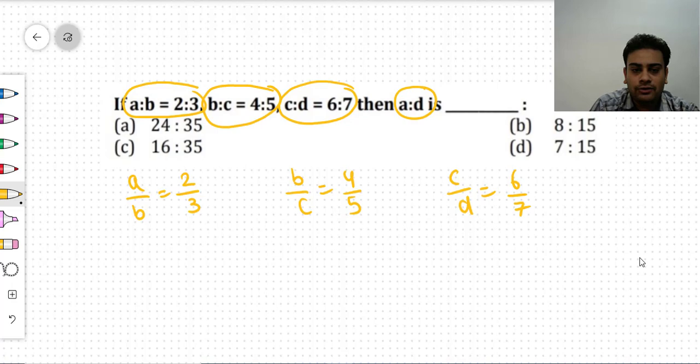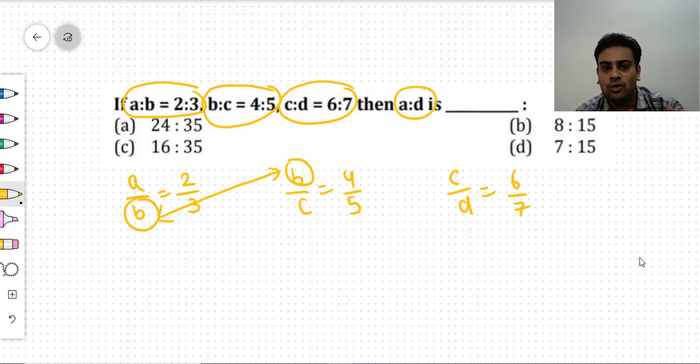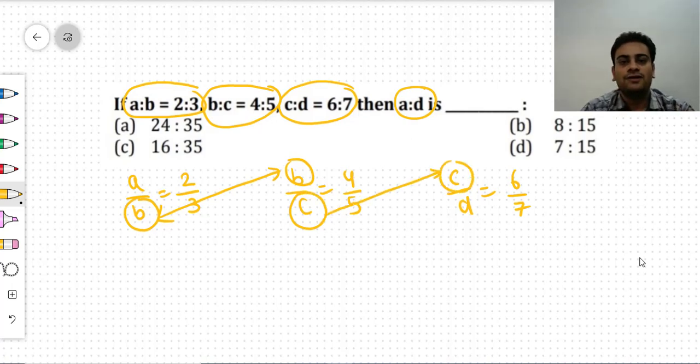Now you can notice one thing: the second quantity of the first ratio is the same as the first quantity of the second ratio, right? The second quantity of the first ratio is equal to the first quantity of the second ratio, and similarly the second quantity of the second ratio is equal to the first quantity of the third ratio. So this is a very important thing. You need to find which quantity of which ratio is equal. Okay, then only we can compare the ratios.